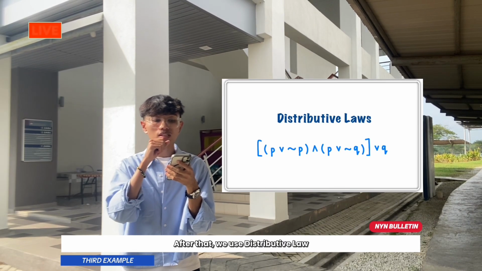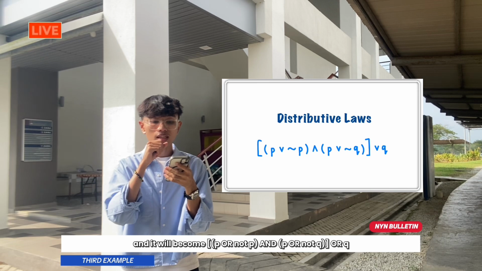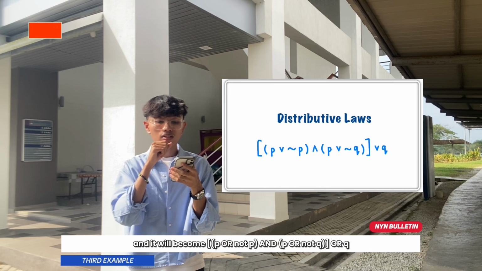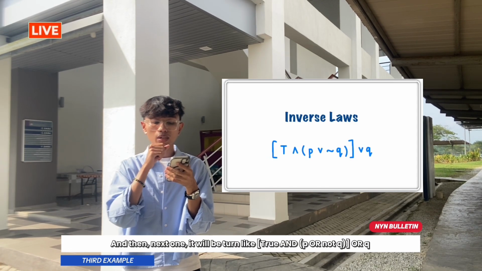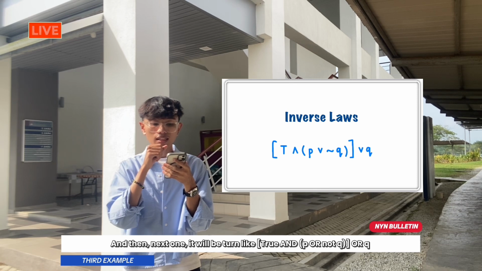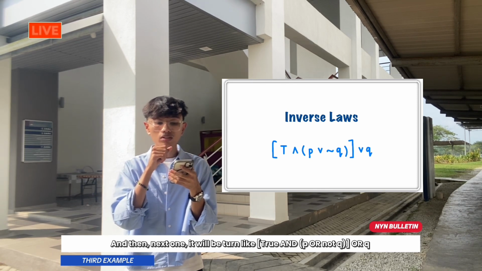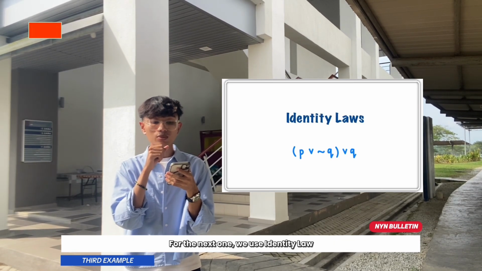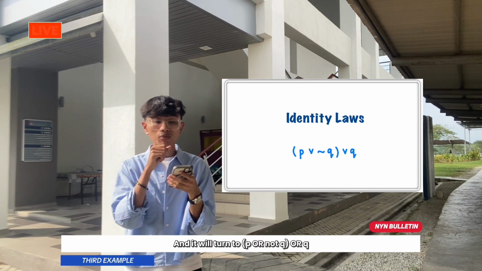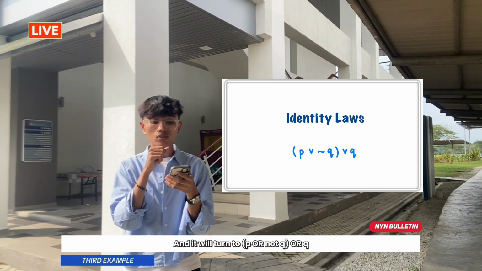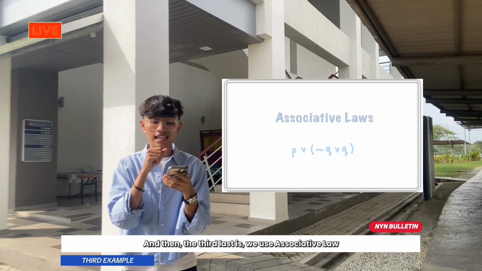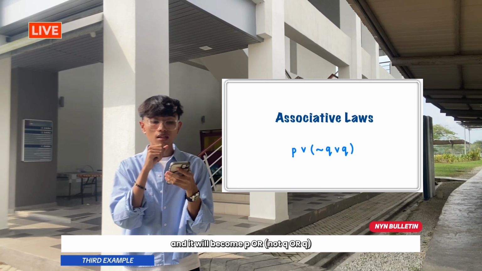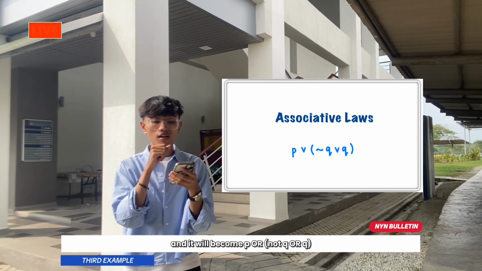After that, we use the distributive law, and it will become (P or not P) and (P or not Q) or Q. And then next one, it will be turned like (true) and (P or not Q) or Q, and that one we use the inverse law. For the next one, we use the identity law, and it will turn (P or not Q) or Q. And then the third last is we use the associative law, and it will become P or (not Q or Q).